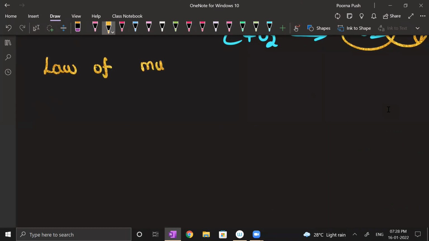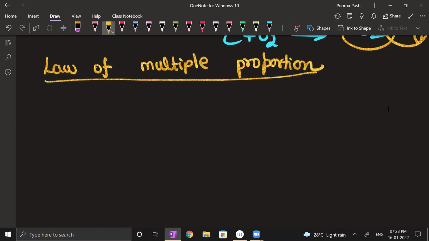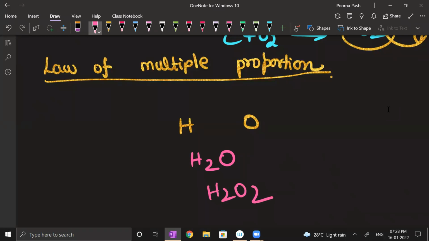Law of multiple proportion. See now, I give two elements, okay? Say H and O. So, water, the formula is H2O. What is any other compound possible with H and O? H and O combined to form hydrogen peroxide, H2O2. So here the fixed mass is hydrogen, and oxygen is in simple ratio 1:2.